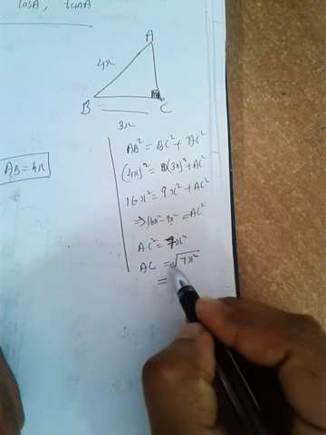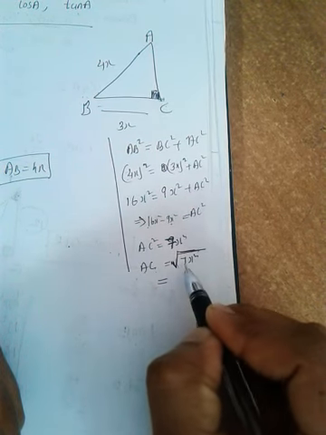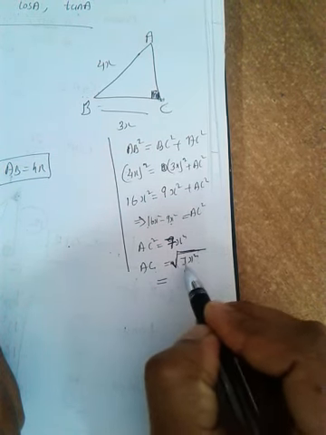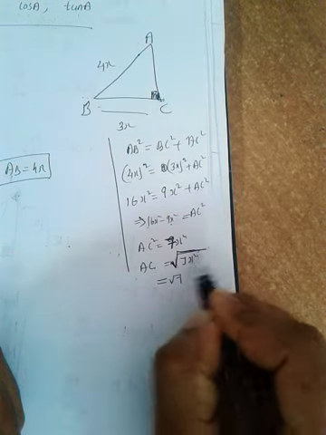What is square root of 7x square? It says that we are supposed to apply the square root for both. What is square root of 7? Root 7. What is square root of x square? X.